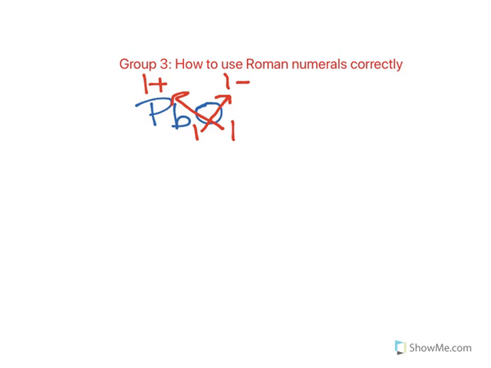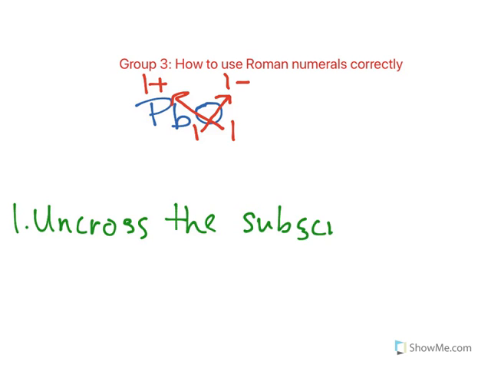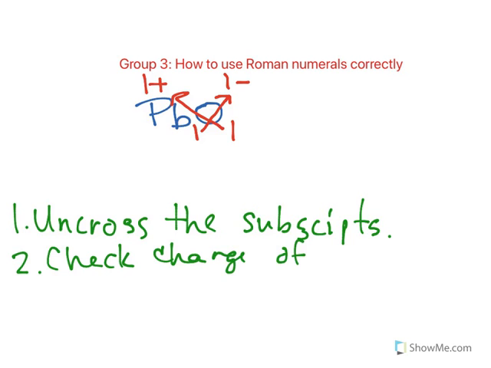So let's write our steps here real quick. Step number 1 was to uncross the subscripts. Step 2 is to check the charge of the nonmetal. Okay? It should match. If it doesn't match, this is what we have to do. We're going to multiply all the charges to make it right.